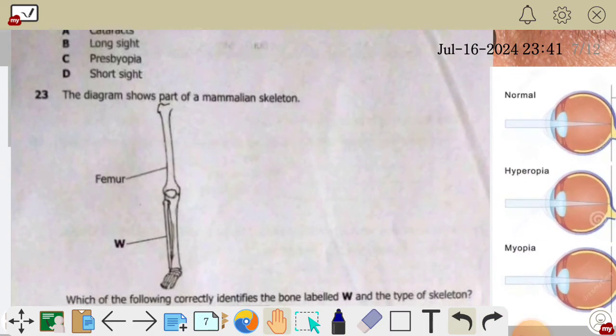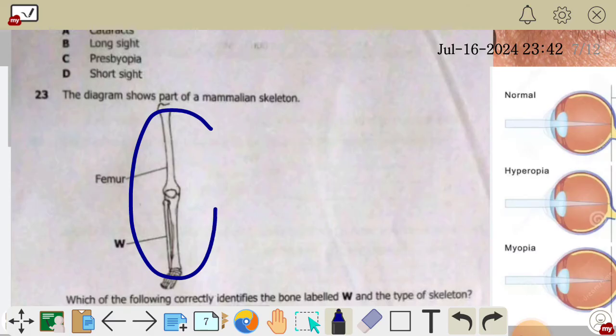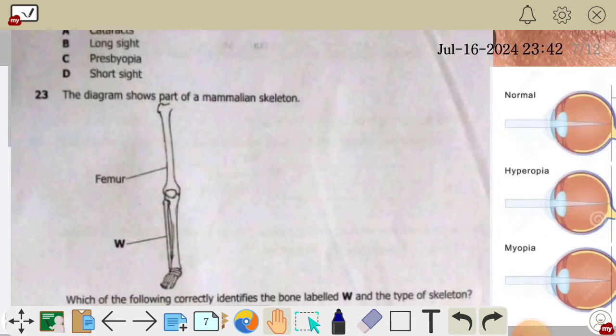Question number 23. Okay, so question number 23. The diagram shows part of a mammalian skeleton. So this is part of the mammalian skeleton in the lower limb, that is in the leg. So we have the femur, then we have these two bones here, the tibia, the bigger one, and the smaller one. The smaller one is the fibula.